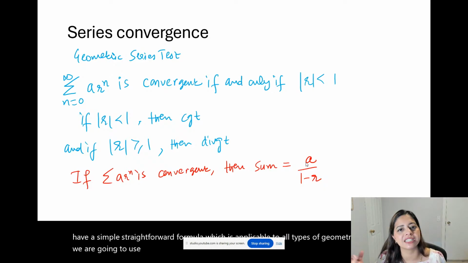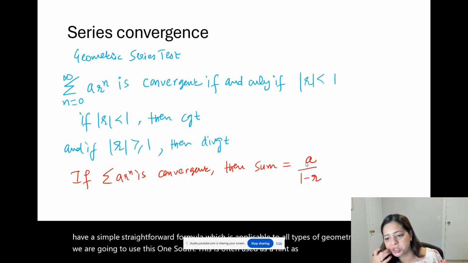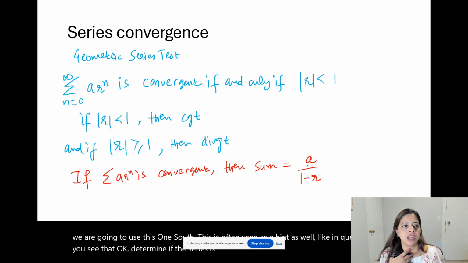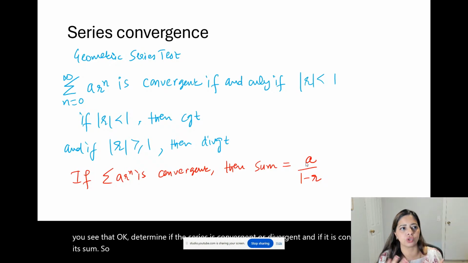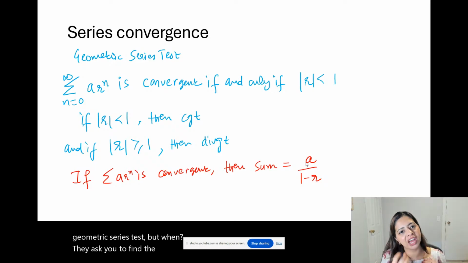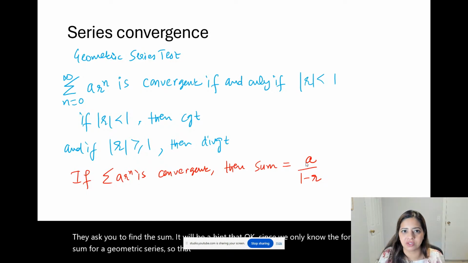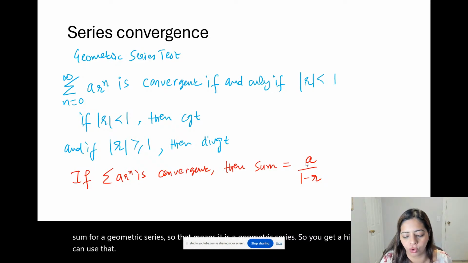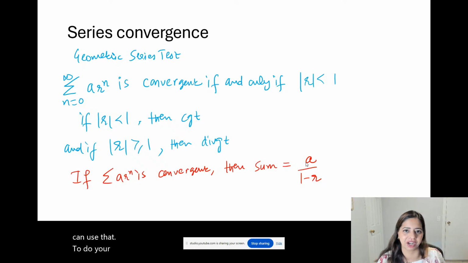This is often used as a hint as well. Like in questions, if you see, okay, determine if the series is convergent or divergent, and if it is convergent, find its sum. They don't tell you that your series is a geometric series or that you have to use the geometric series test. But when they ask you to find the sum, it is a hint that, okay, since we only know the formula for the sum of a geometric series, it means it is a geometric series. So you get a hint, you can use that to your advantage and, of course, attempt that question.